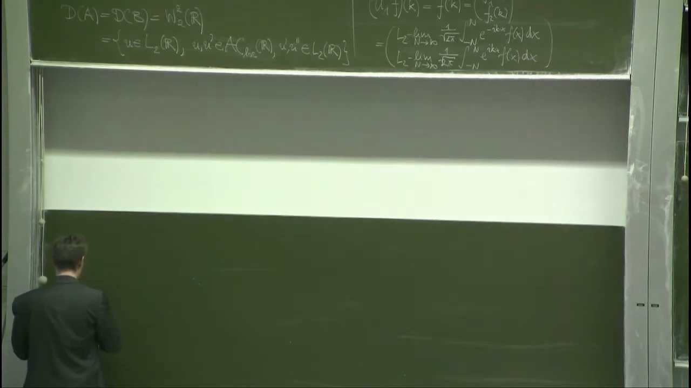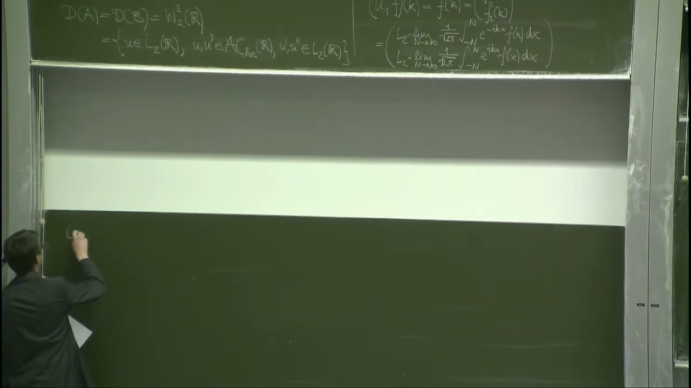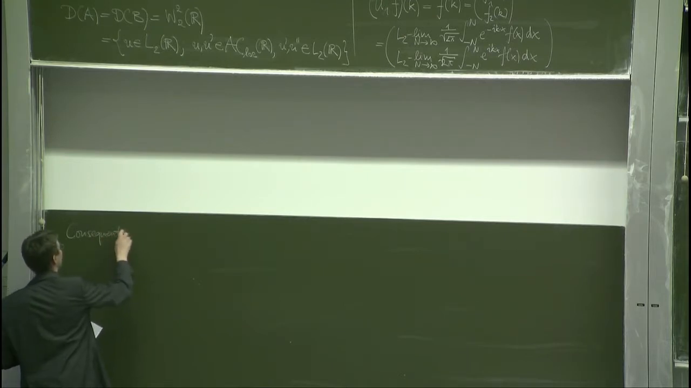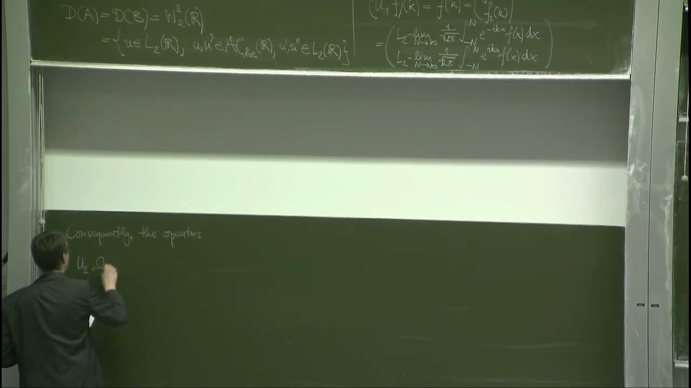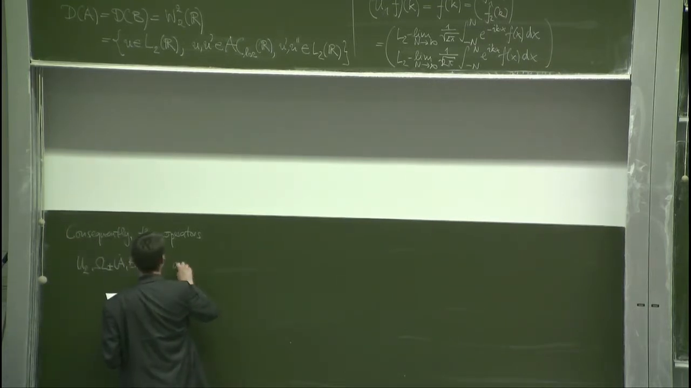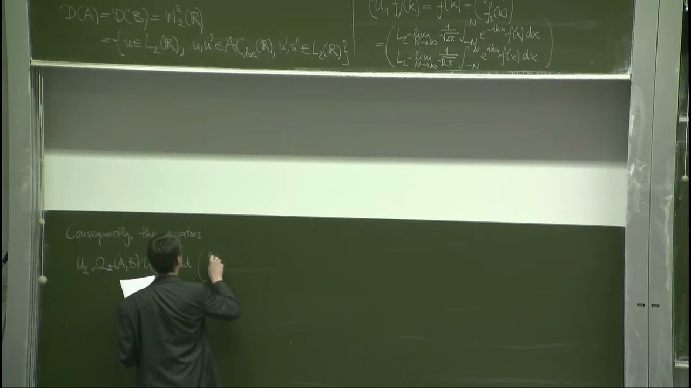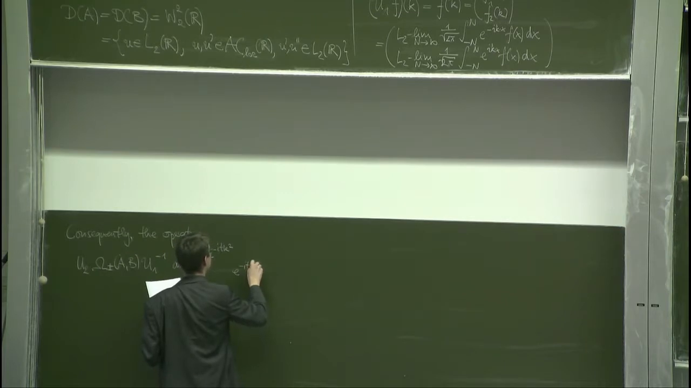Consequently, we see that the operators U2 omega plus minus AB U1 to the power of minus 1 and the matrix operator exponential minus I t k to the power of 2 commute.